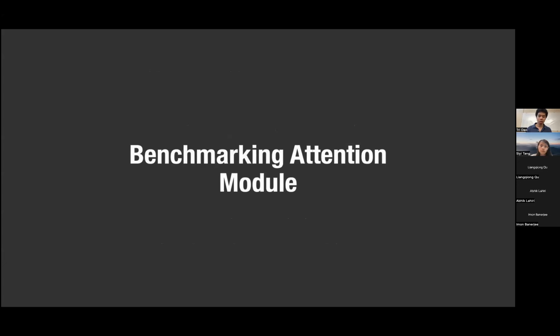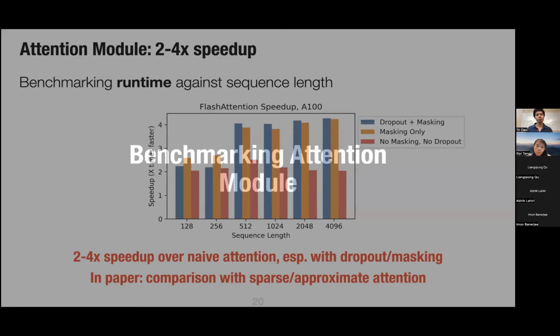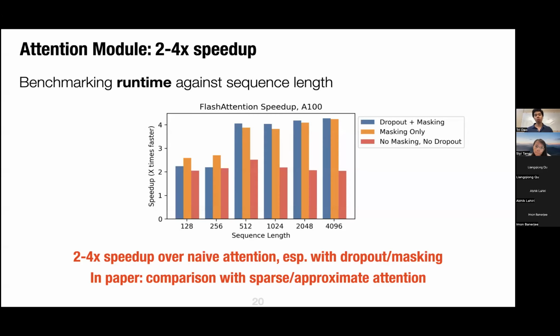So first, when we benchmark just the attention module, we see that in terms of speed, it is about 2 to 4x speed up compared to the standard implementation from PyTorch or Hugging Face or whatever people commonly use. We have a chart on A100 where we get 2 to 4x speed up, depending on whether you have masking or dropout. And in the paper, we have more comparisons with approximate attention and sparse attention and so on.